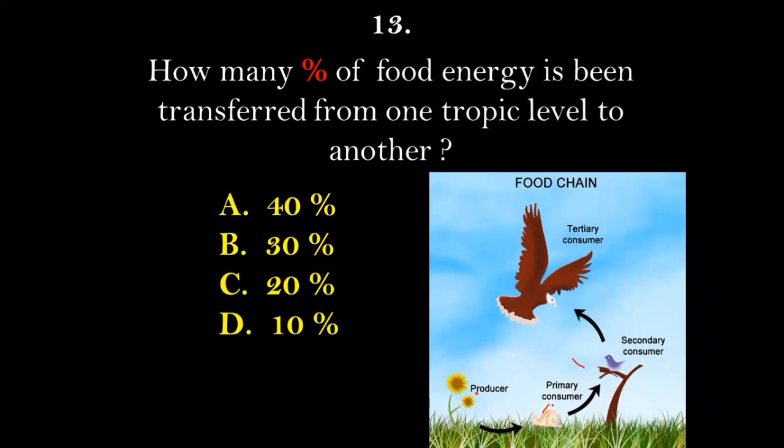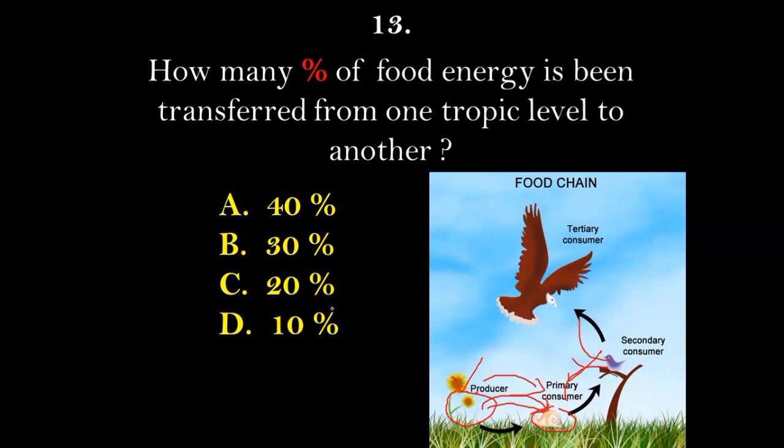So for example, we have the primary consumer here that eats or consumes the green grass or a producer. So when this green plant is being eaten or consumed by a primary consumer, what percentage of this green plant's energy is being transferred from trophic level number 1 to trophic level number 2? What percentage of food energy has been transferred here? And it's the same thing with the primary consumer to the secondary, or the secondary consumer to the tertiary consumer. So what is the percentage of food energy that has been transferred from one trophic level to another?